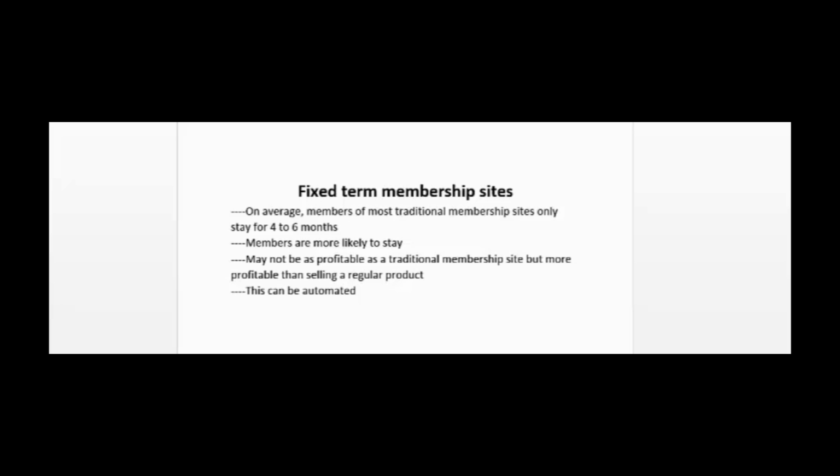Okay, now you can also automate fixed term membership sites. So that's the beauty of that, is that you can automate it. So for example, somebody signs up as a member, then they'll just receive content on a monthly basis if it's a monthly membership site. So they could just receive content on a monthly basis through your autoresponder system.